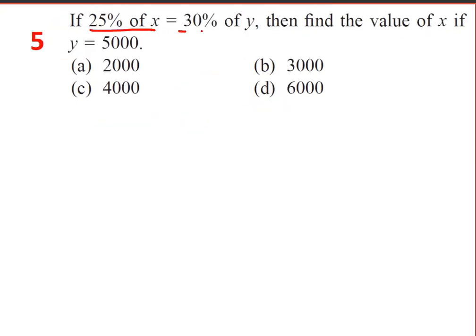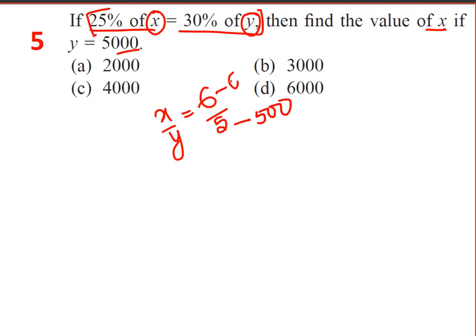25% of x is equal to 30% of y. My first gut feeling is to find x by y. So basically it is 6 by 5, right? Find the value of x if y is 5000. So y is 5000, so x will be 6000, right? So option D will be the correct answer.